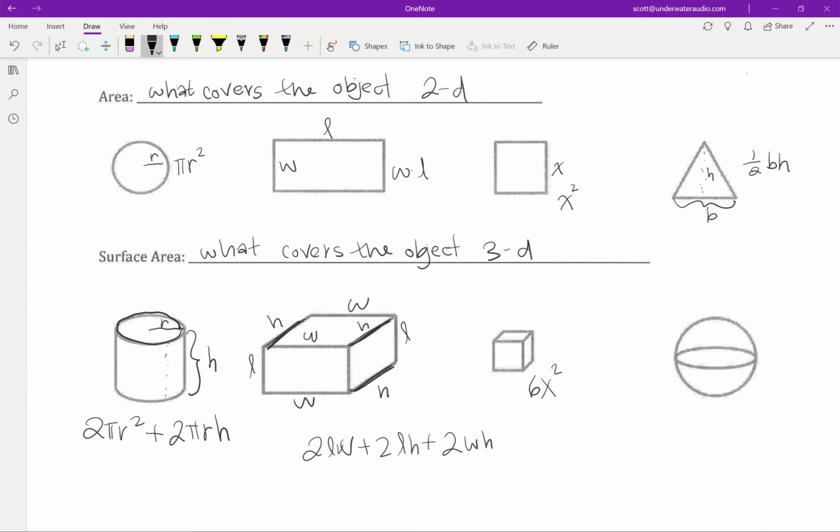And then last but not least is a sphere. If the sphere has a radius of r, then the surface area, I think, is 4/3 pi r cubed. But I actually have to check my notes because I don't remember. My notes say 4 pi r squared. So I was not close. Cool. So I've done my surface areas.